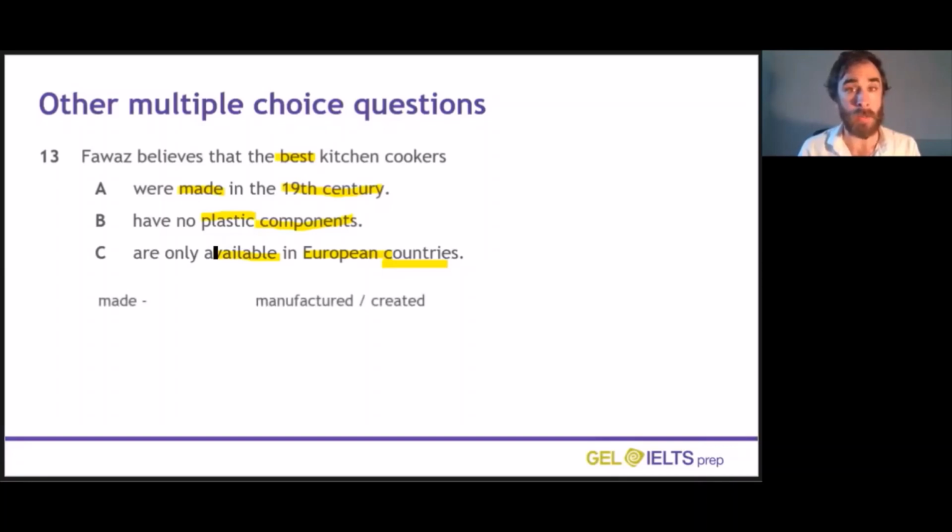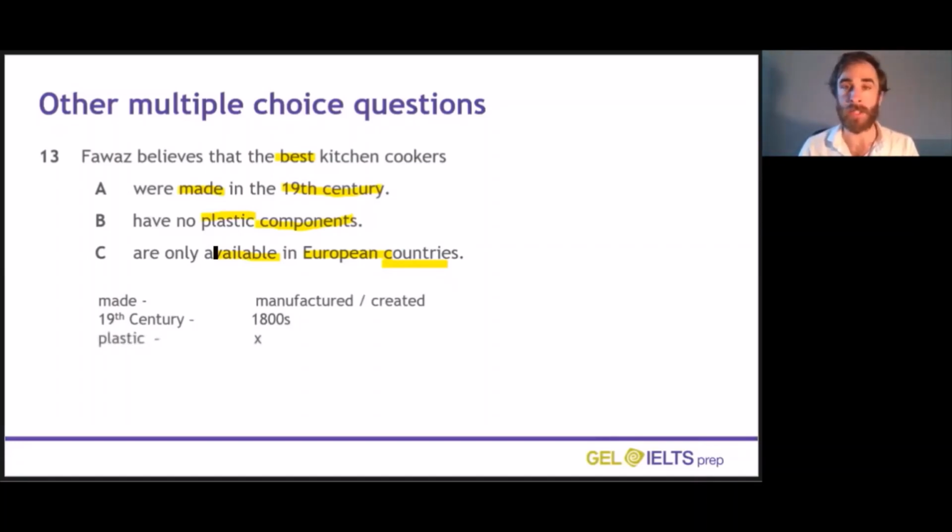In A, we have the word made. Possible synonyms include manufactured or created. 19th century. If it's a challenging one, we may hear 1800s. So some period in that time would mean the 19th century.